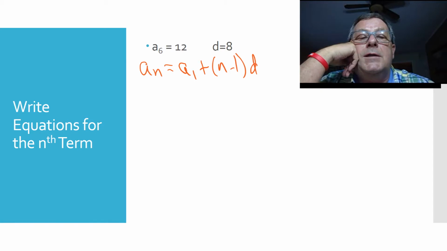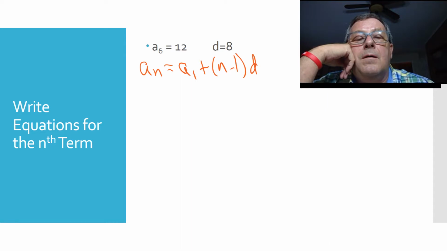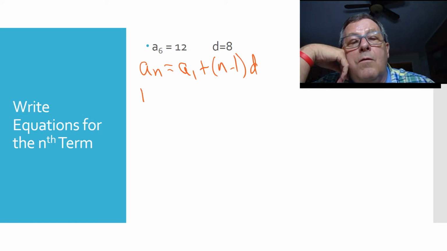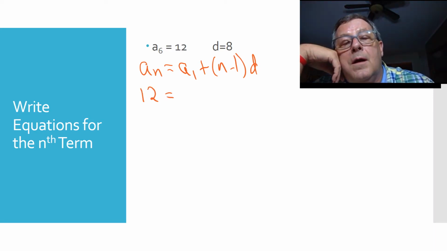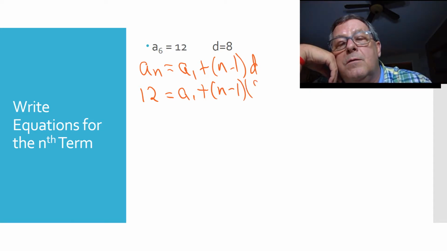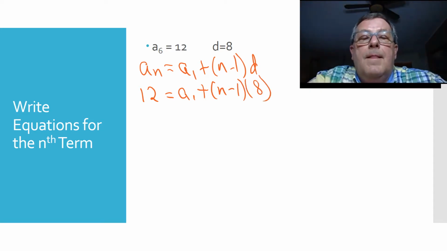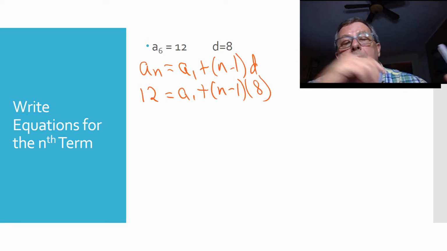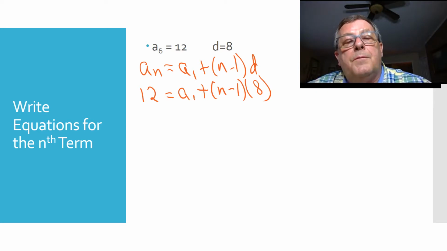Now in this case, I would substitute in A6 for An, and A6 is equal to 12. So I've got 12 equals A1 plus n minus 1 times d, which is 8. I'm given that. What I don't know here is A1. But I do know something else: I can figure out what n is.